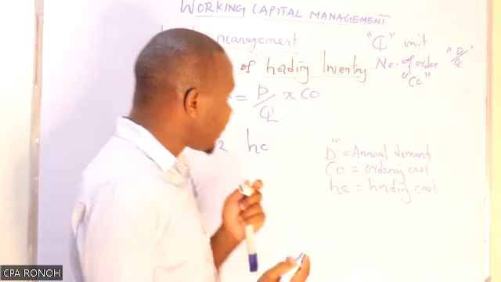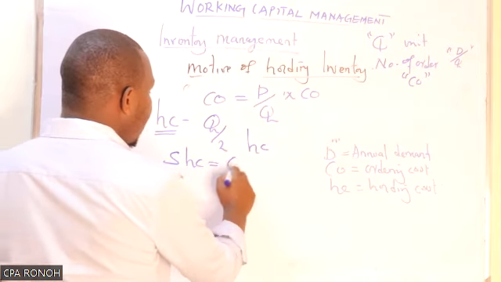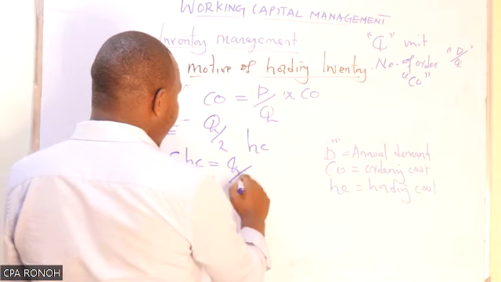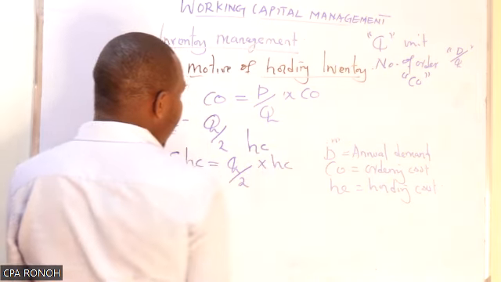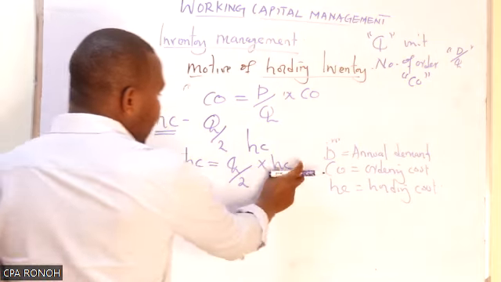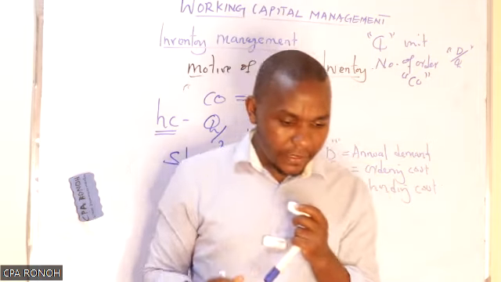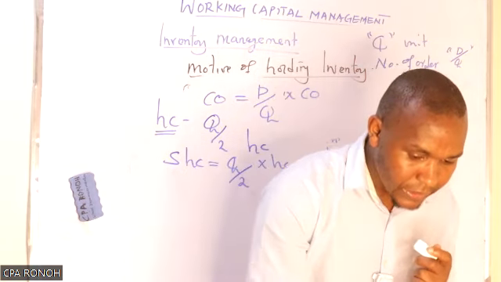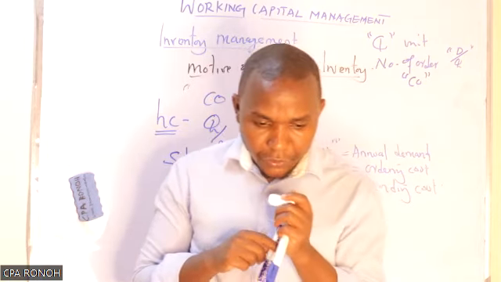So how do we get this stock holding cost? We take the Q, we divide by 2, times the holding cost per unit. This HC is the holding cost per unit. So that is all about the EOQ.